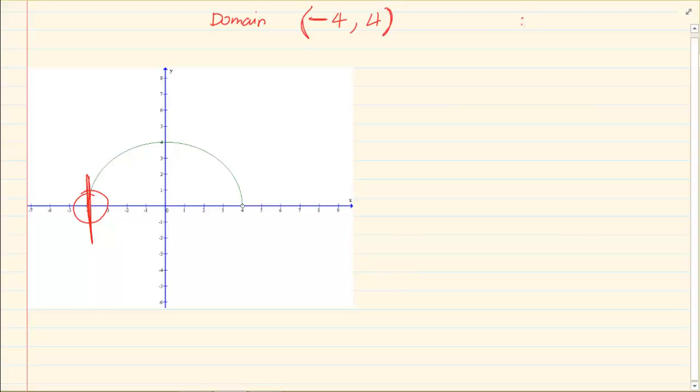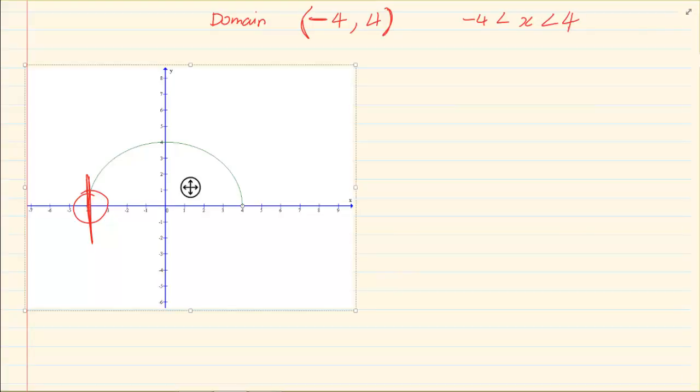Another way of writing it, x is going from minus 4 to 4. But it is not equal to minus 4, neither is it equal to 4. So what are we saying? That x is greater than minus 4, but less than 4. It is not equal to minus 4, neither is it equal to 4.